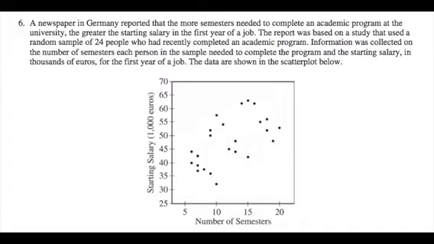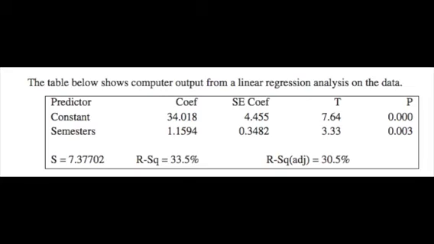So here's an example problem. This is from the 2016 FRQ number 6B. For this problem, the slope of the least squares regression line is 1.1594. This means that for every additional semester, the predicted starting salary increases by $1,159.40.